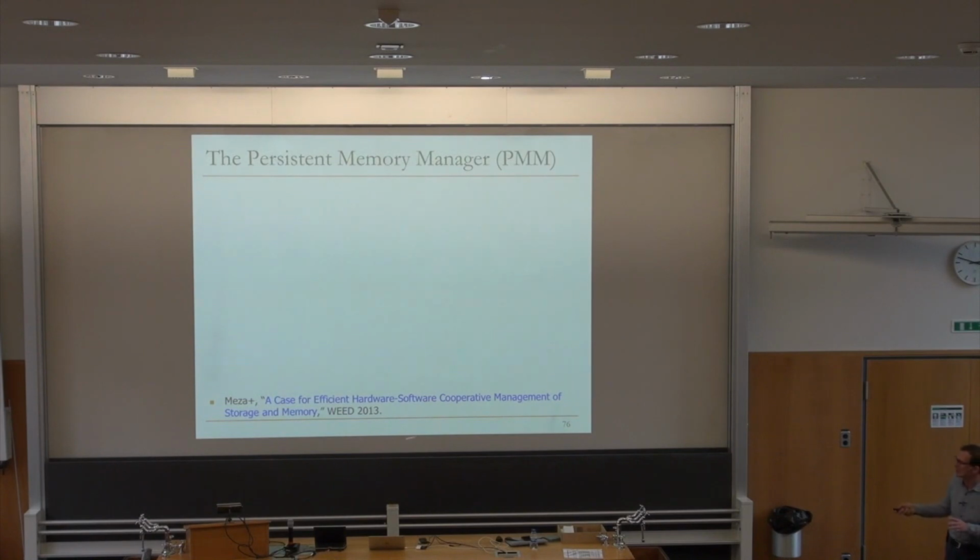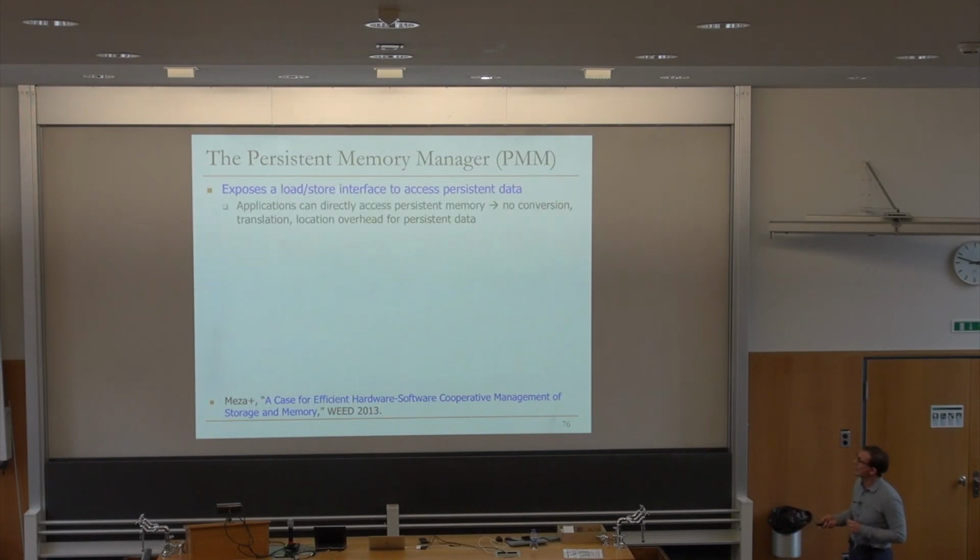I'm not going to go into the detail, but this paper actually describes a bunch of tasks that are potentially useful for the persistent memory to do. It exposes a load store interface to access persistent data. Applications can directly access and manipulate persistent memory. There is no overhead in terms of conversion, translation, location. Of course, you need to design the hardware to ensure that there is no overhead. It manages data placement, location, persistence, and security. Of course, it's a mouthful.